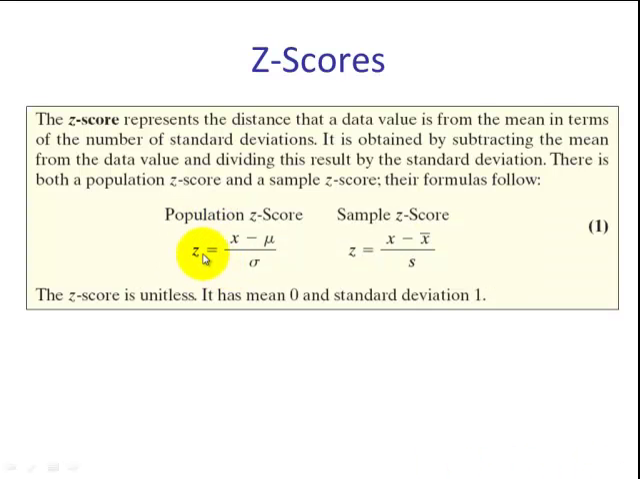So here we have the z-score for a population. We take our x value, we subtract the mean and divide it by the standard deviation. If it's a sample, we take our x value, we subtract the sample mean, x bar, and divide it by the sample standard deviation, s. The z-score is unitless. It has a mean of 0 and a standard deviation of 1.